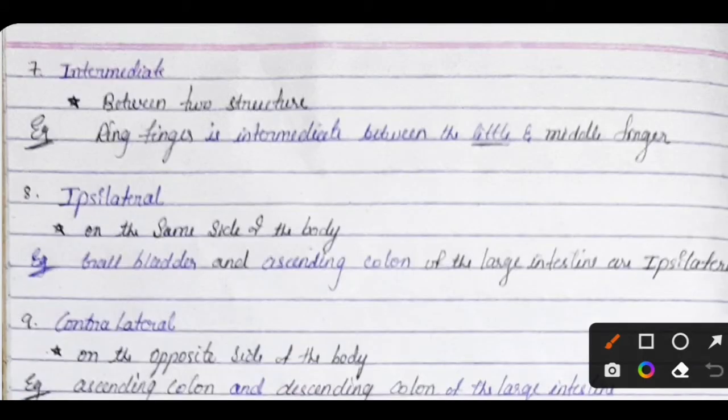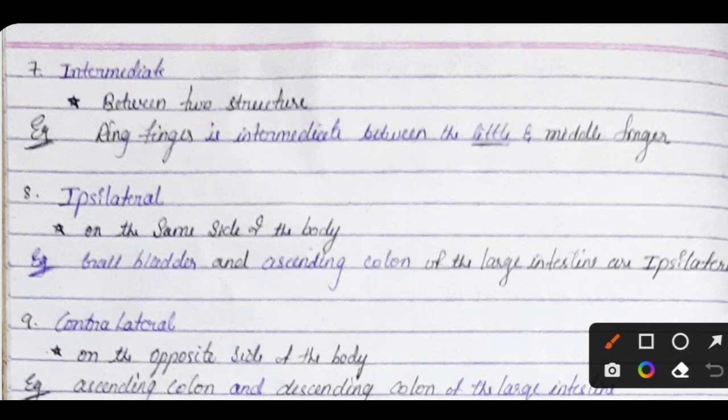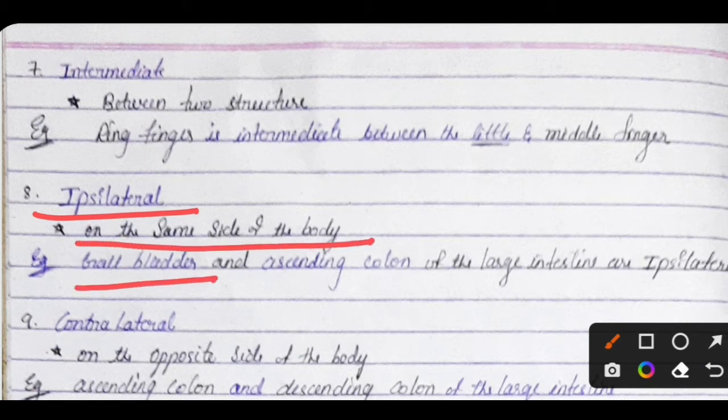Let's study the seventh one, that is intermediate, between two structures. For example, ring finger is intermediate between little and middle finger. Next comes eighth one is ipsilateral, that is on the same side of the body. For example, gallbladder and ascending colon of the large intestine are ipsilateral to each other.